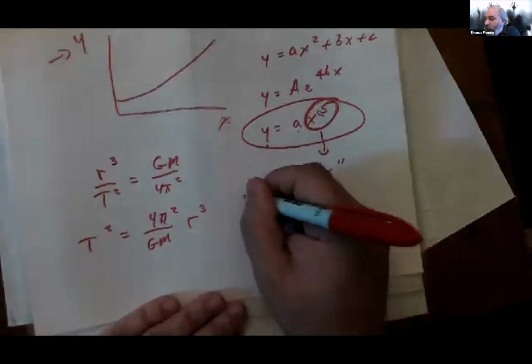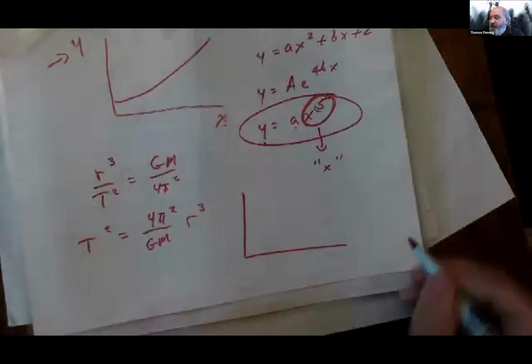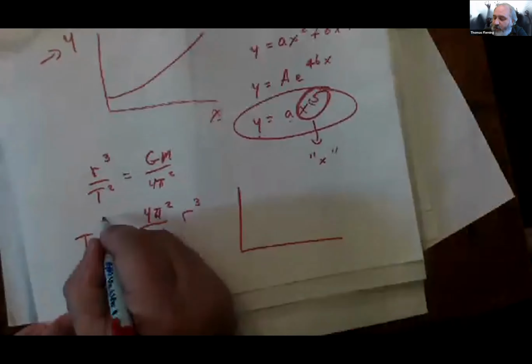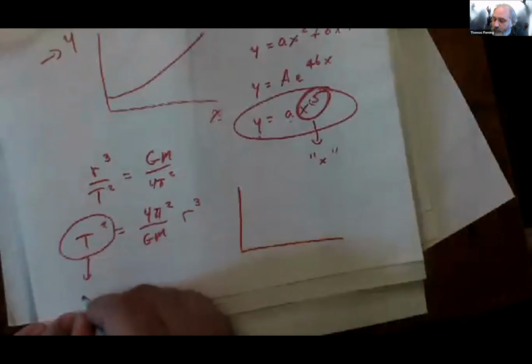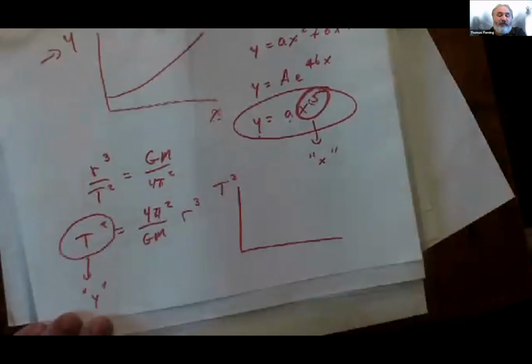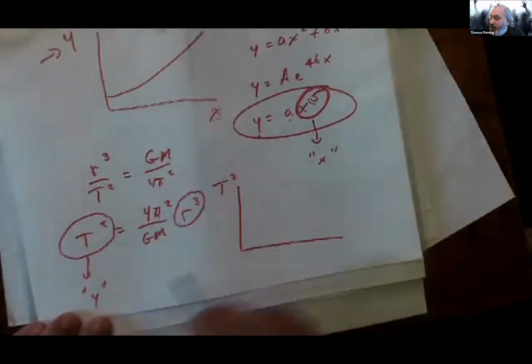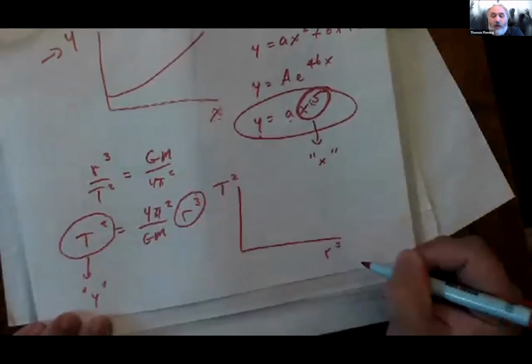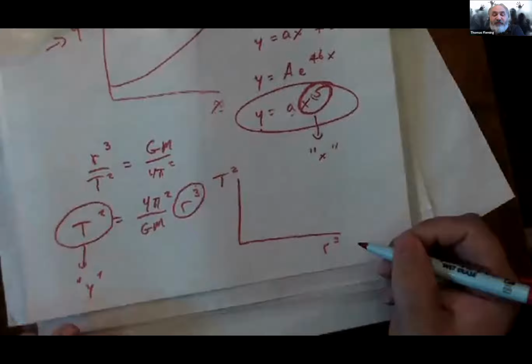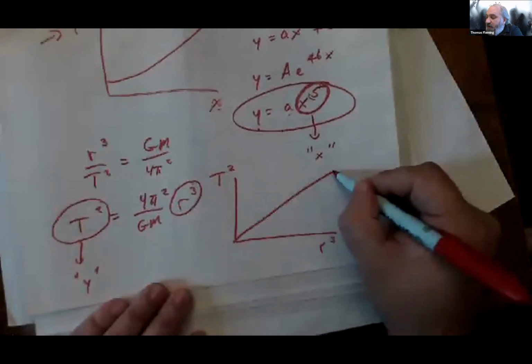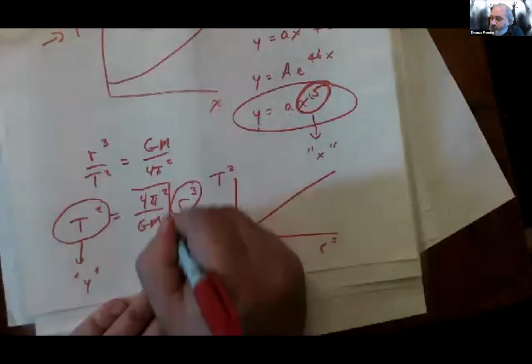And so when we did that graph, since this is by itself, I called this my y coordinate, and I plotted t squared on the y-axis. Since this is my other variable, I put r cubed on the x-axis. And as a consequence, we got a straight line, the slope of which was this. And by looking at that slope, you could tell whether or not Kepler's third law was being obeyed.